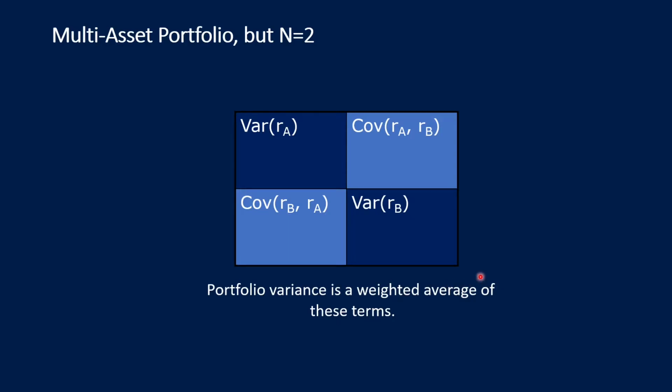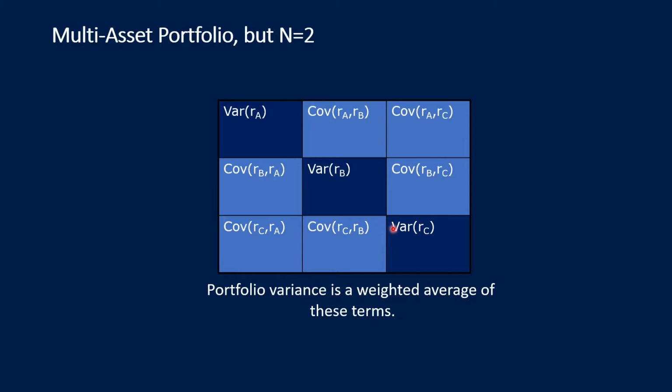I just mentioned that it is a sum across the matrix. So let's say that this is the covariance matrix of a multi-asset portfolio, but only with two assets. So we see the variance of A and the variance of B, and of course we see the covariance of A and B and the covariance of B and A. By the way, the covariance of A and B is the same as the covariance of B and A. So the sum, this plus this plus this plus this, all of them weighted, of course, gives the portfolio variance.